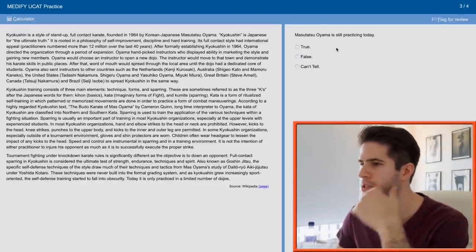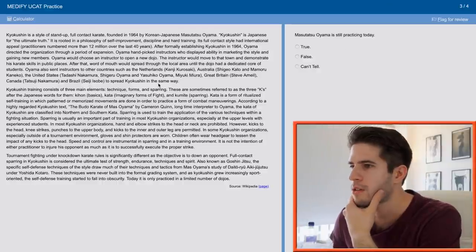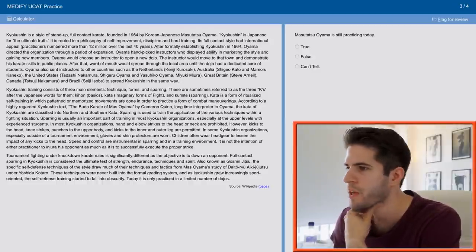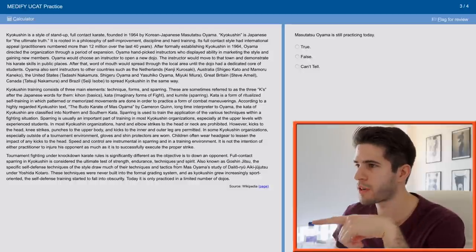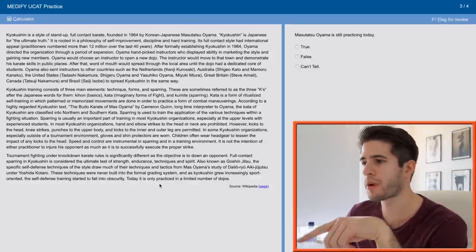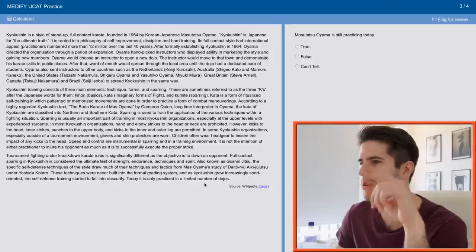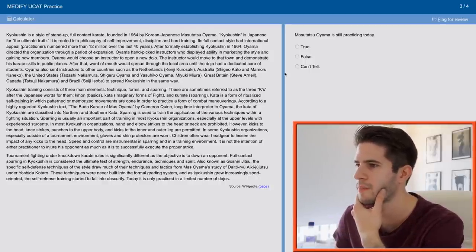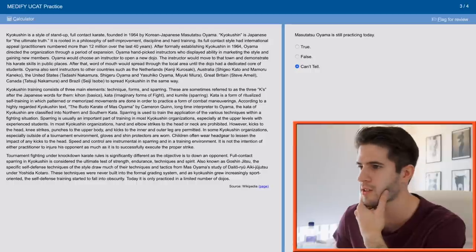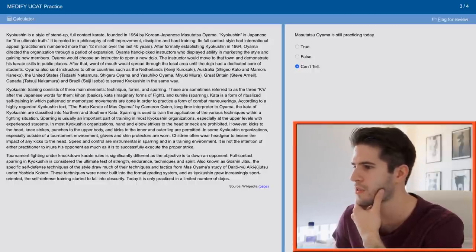Masutatsu Oyama is still practicing today. Oyama. So I guess I don't know if we can say that this specific person, Oyama, is practicing still. It says it's still practiced in a limited number of dojos, but I don't think we know if this guy specifically is practicing today. We can't tell. There's nothing to say that he is, and there's nothing to say that he isn't. So I'm going to go with can't tell.